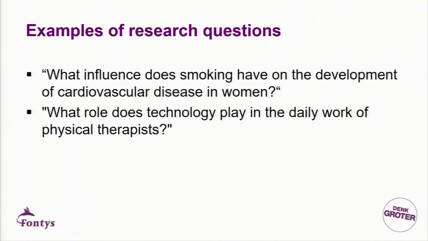These are two examples of research questions. The first one, for example: what influence does smoking have on the development of cardiovascular disease in women? The target population is very well described. It's about women who have cardiovascular disease. It's about the effect of smoking, specifically smoking, and not, for example, weight increase. And we're talking about the outcome measure, the development of cardiovascular disease.